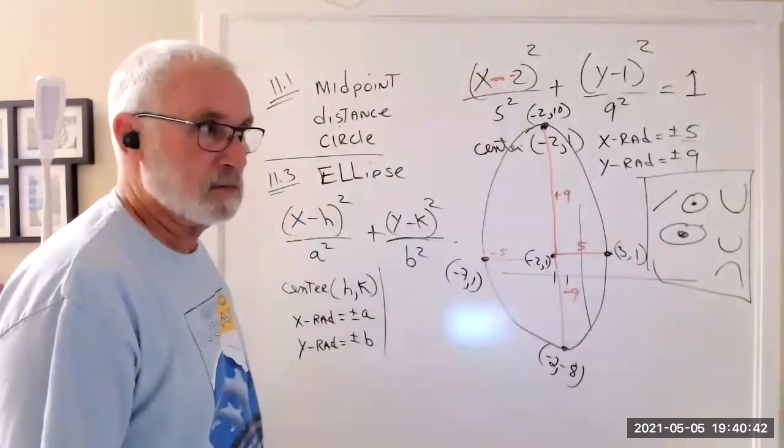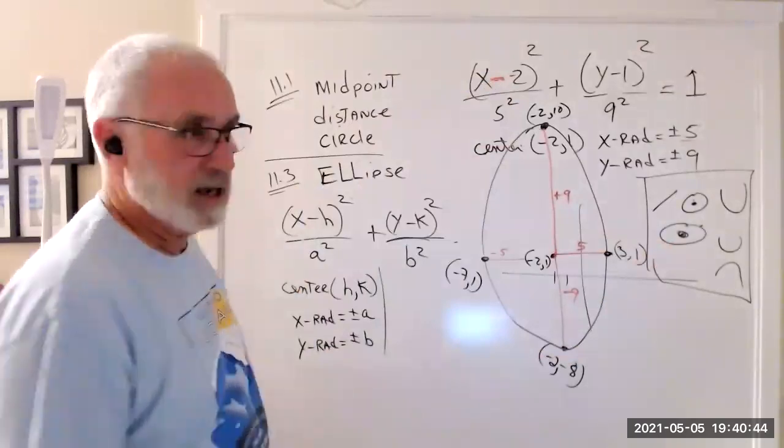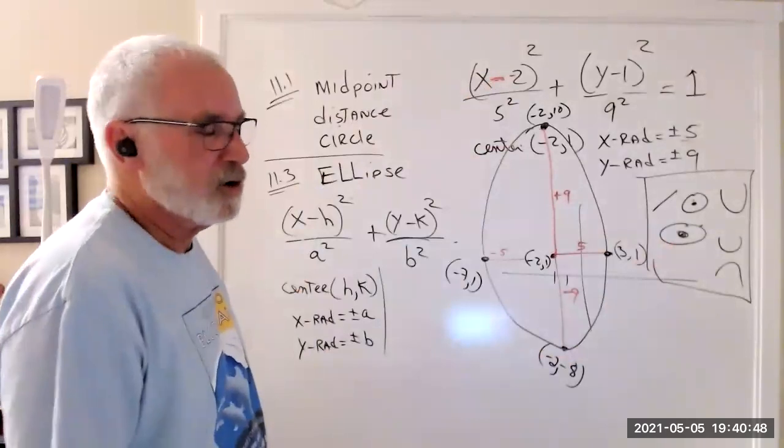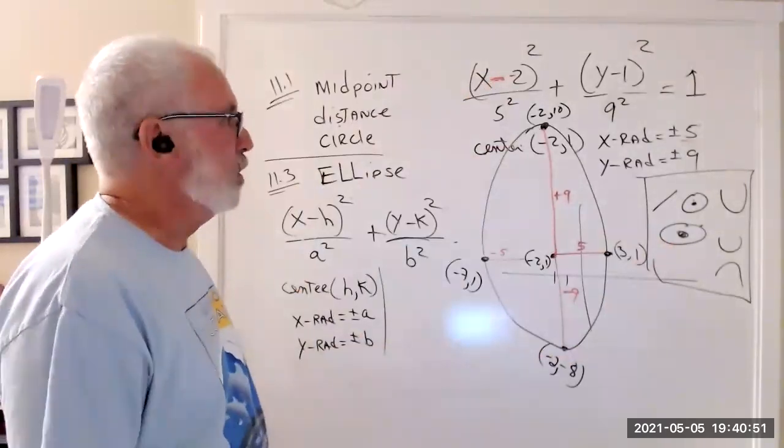That's all there is to graphing an ellipse. I'm going to do one more graph that's a little trickier, but this is it. So questions?